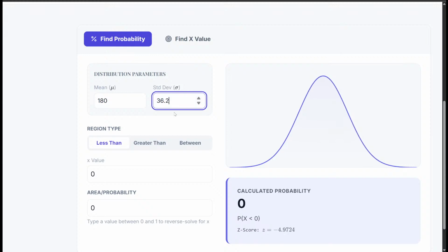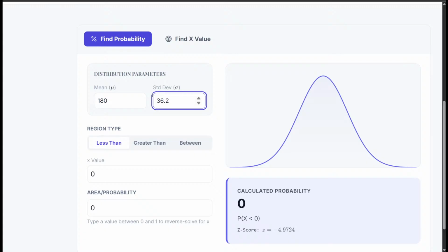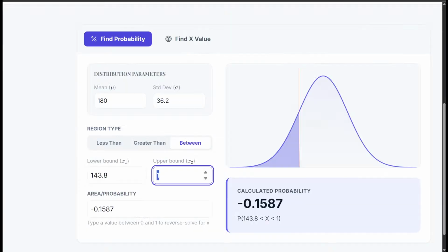All right, so we have our bell curve. It'll look like this. If I looked between the 143.8 and 216.2, that's one standard deviation, and it's approximately the 68%.